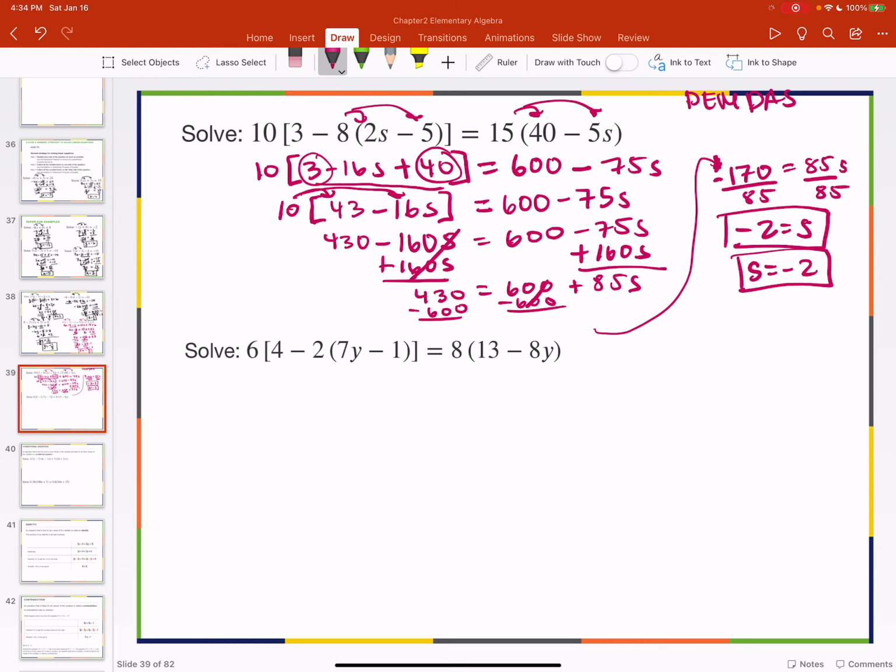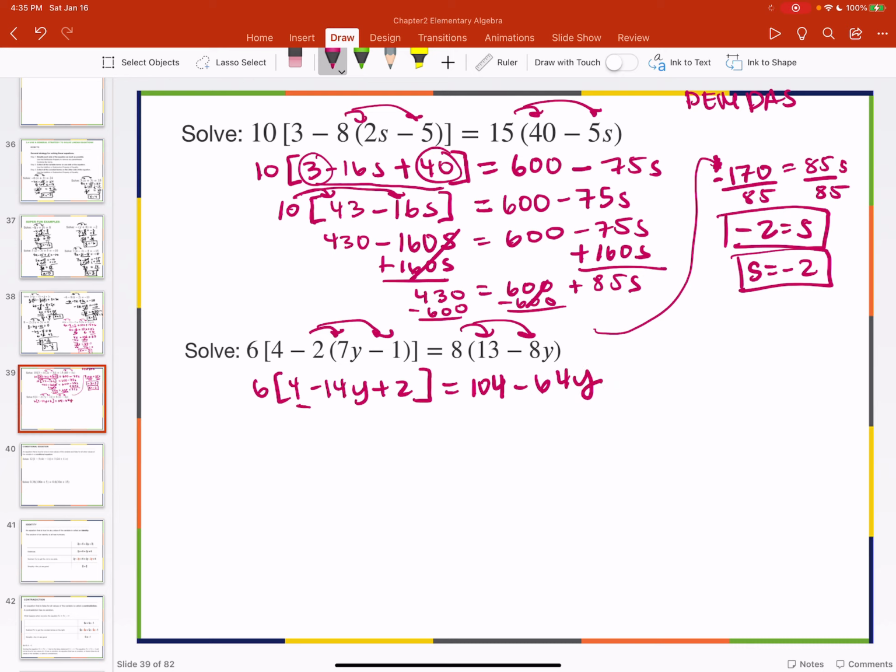Okay, so let's do one more like this. Remember, you can always hit pause, try it, and then check with me. So it's the same kind of situation. We're going to distribute on the inside first. So you have 6 bracket 4 minus 14y plus 2, end bracket is equal to, and then distributing the 8, we have 13 times 8, which is 104, minus 64y.